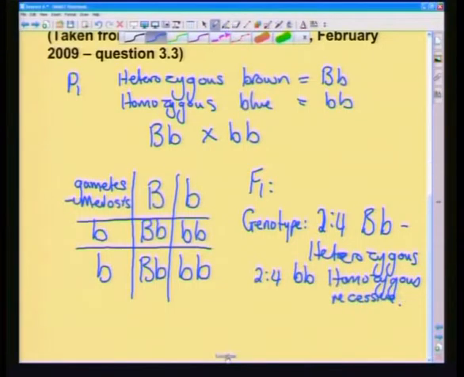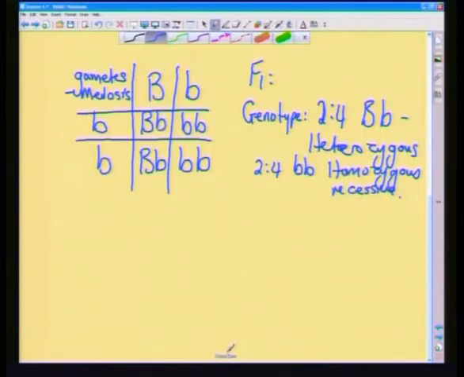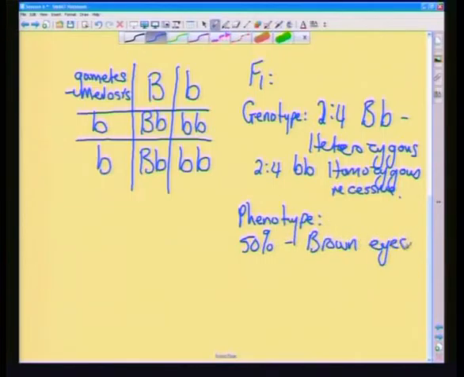Okay, now, in our F1, we're going to have the phenotype. People, this is what we are going to see physically. Now, what are we going to see physically here? 50% of the offspring are going to have brown eyes, and 50% of the offspring are going to have blue eyes. There are your ratios, your chances.